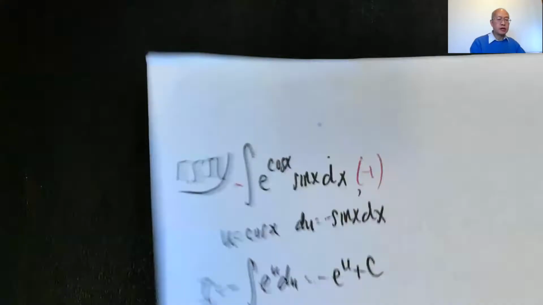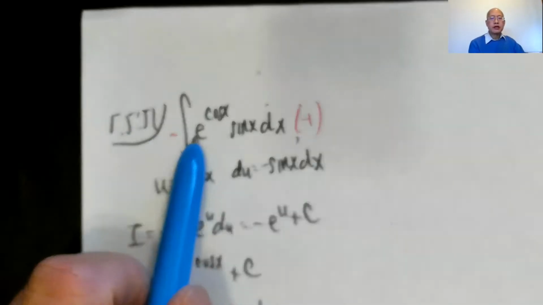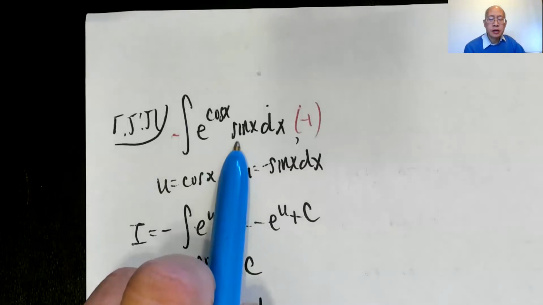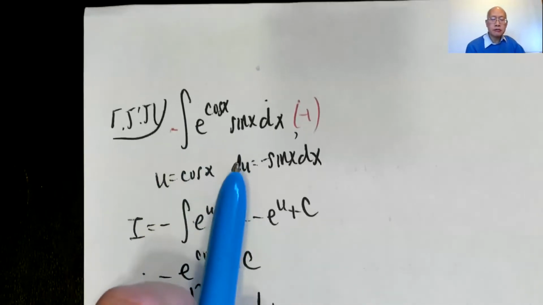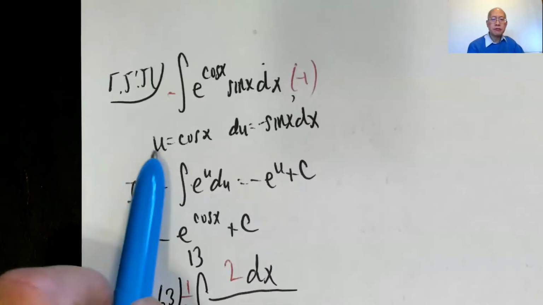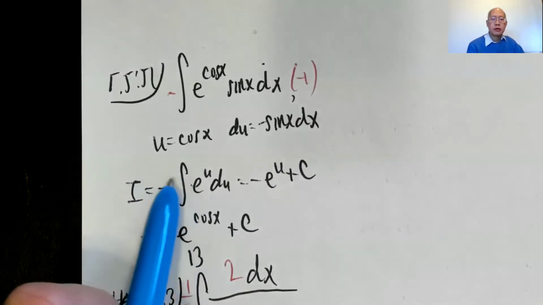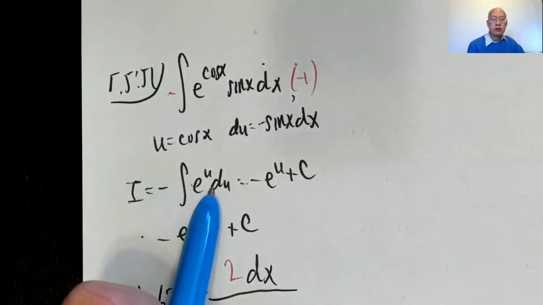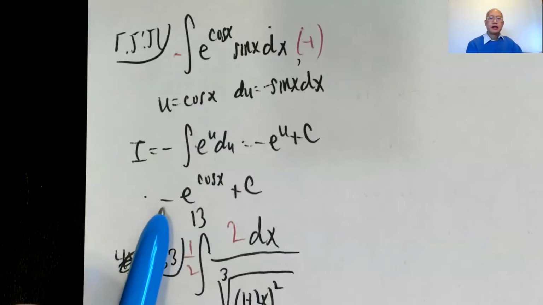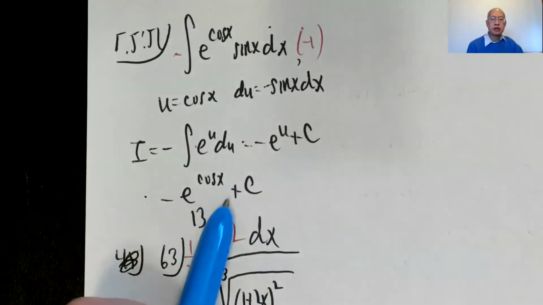5.5, number 51. Integral of e to the cosine x, sine x dx. The derivative of cosine is almost a sine. So let u be cosine x. Du is negative sine x dx. Need a negative 1 inside and negative 1 outside. This becomes the integral of negative e to the u du, which is negative e to the u plus c for an indefinite integral. Change u back. Final answer, negative e to the cosine x plus c.